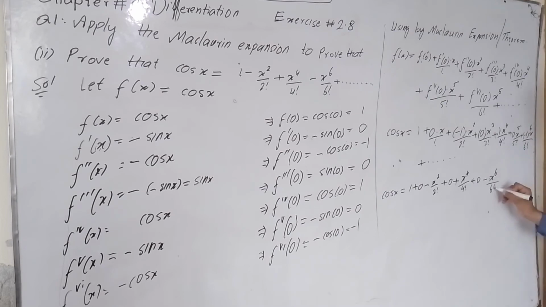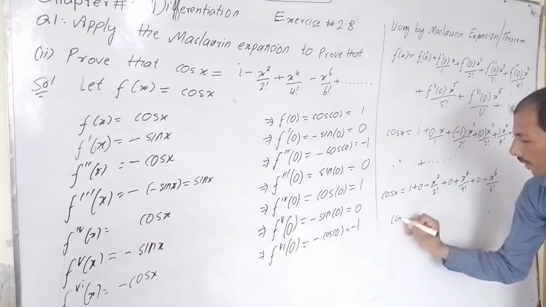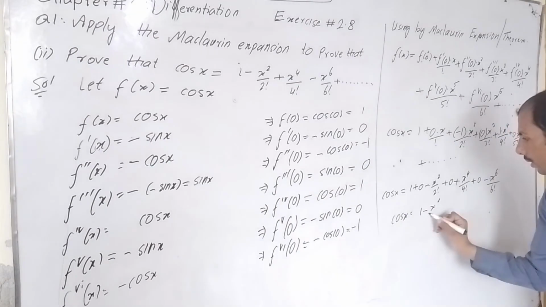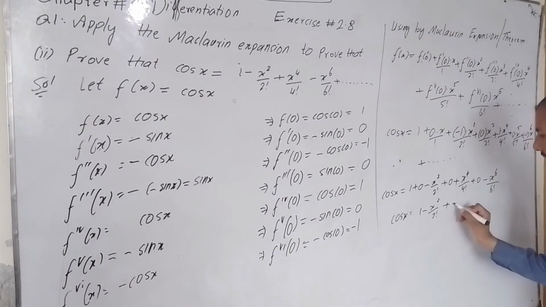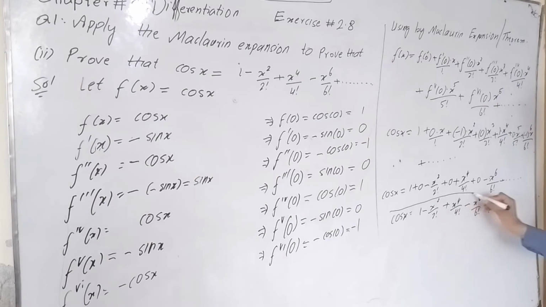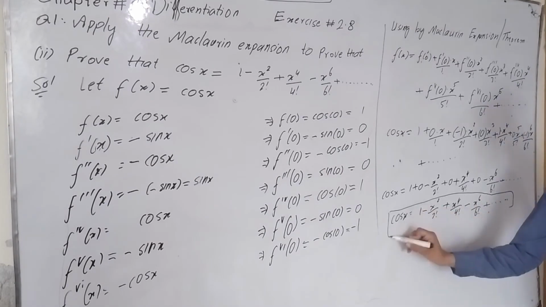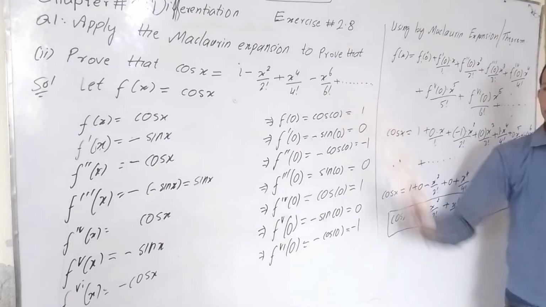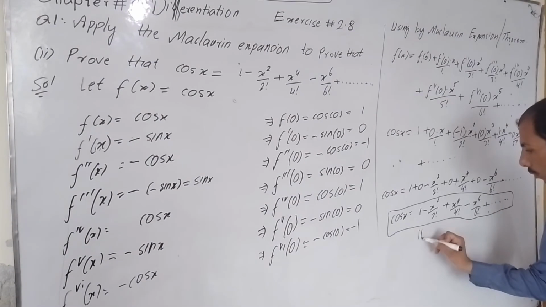divided by 6 factorial. So cos of x is equal to 1 minus x square divided by 2 factorial plus x power 4 divided by 4 factorial minus x power 6 divided by 6 factorial plus up to so on. Which is the required proof. Hence proved.